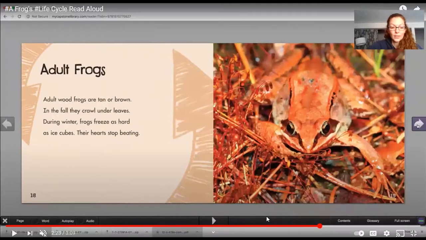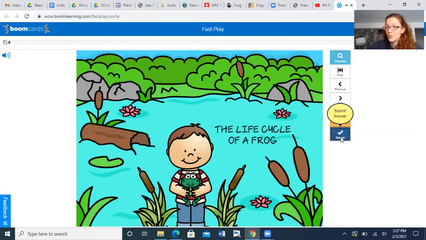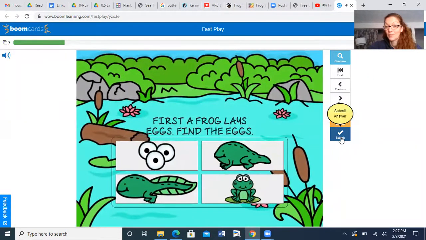Nice job. All right, so today you are going to get to do a Boom Card of the life cycle of a frog. You get to look through and figure it out. Look at these beautiful pictures. Look, there's the eggs with the jelly around them, little tadpole inside, the tadpole, the froglet, the frog. So it says first, a frog lays eggs. Find the eggs. Which one's the eggs? This one? No. All right, this one. This one? Okay.